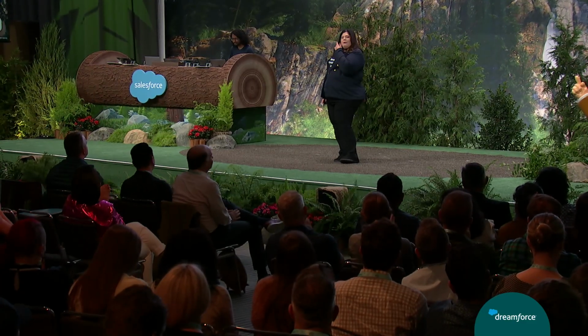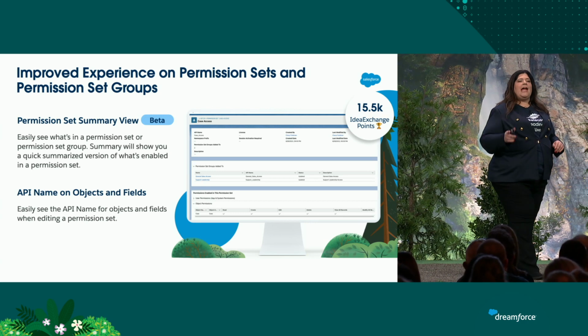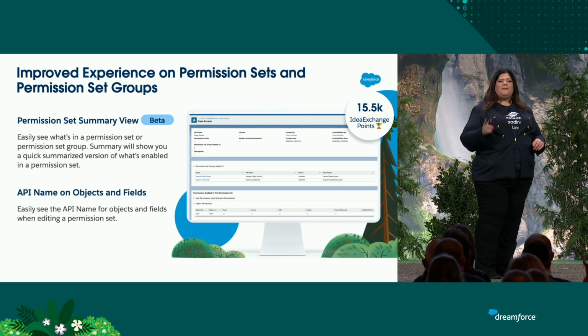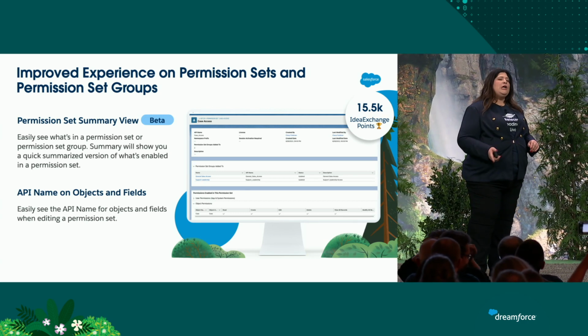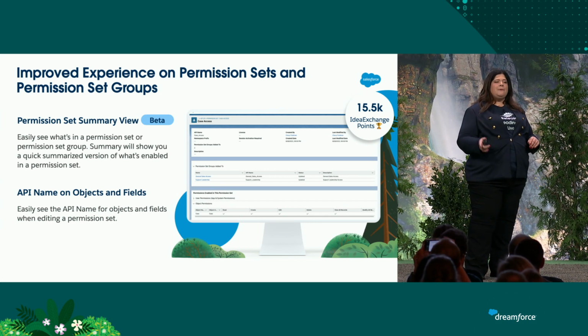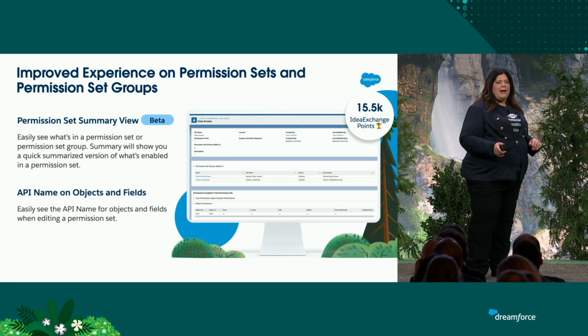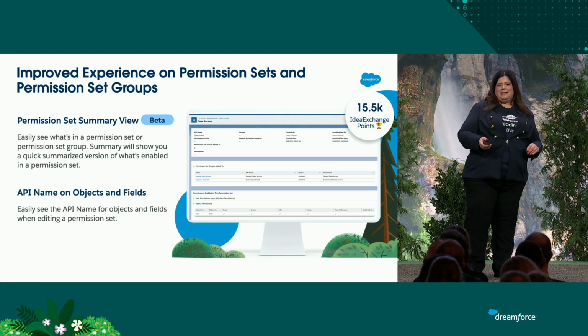In addition to that, we also will now show you the API name for both objects and fields on permission sets. So if you have objects with similar or the same names coming from different packages, you can differentiate them easily.